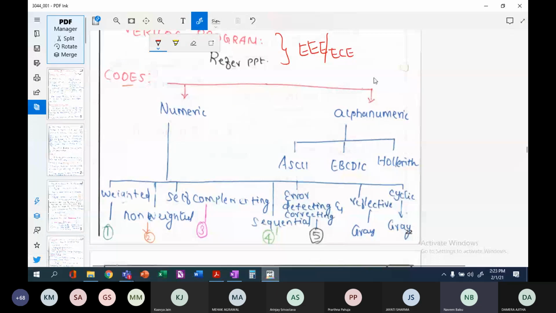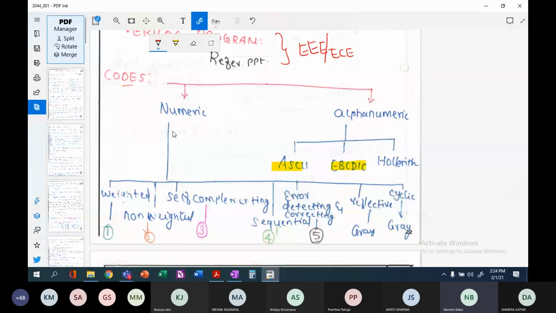Now coming to the different codes that we have in number systems normally. If you classify the codes, we have numeric codes and alphanumeric codes. Your alphanumeric codes are further classified into ASCII codes, EBCDIC codes, and Hollerith codes. We will come back to ASCII codes. You all know very well, right?